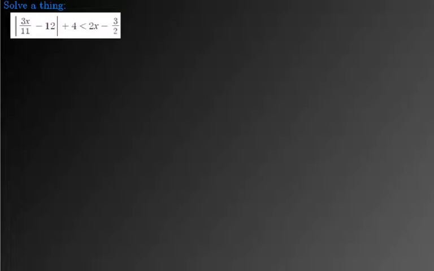So the way you do this is, first I would combine any like terms. I would take this and move it over here, probably. Isolate the absolute value, basically. So we have 3x over 11 minus 12, less than 2x. And then we have minus 1.5 minus 4. So that's going to be minus 5.5, which is 11 halves, right? So we'll do minus 11 halves.